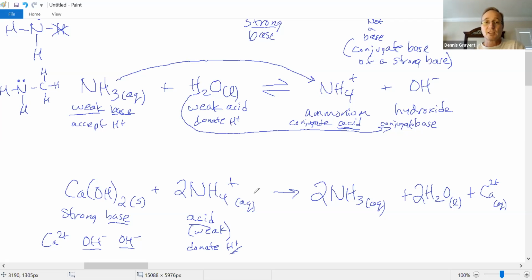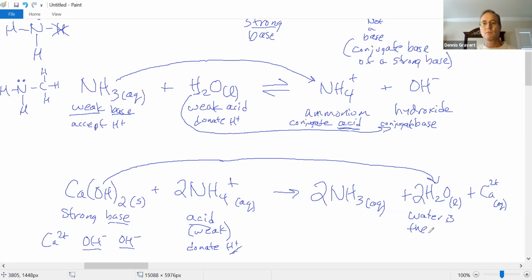I got 2 oxygens. Yep, 2 oxygens, and 1 calcium. Cool. All righty. We have balance. Now let's match up conjugates. We have our strong base here, and it's really the hydroxide ion. So hydroxide ion, what did you turn into? You turned into water.